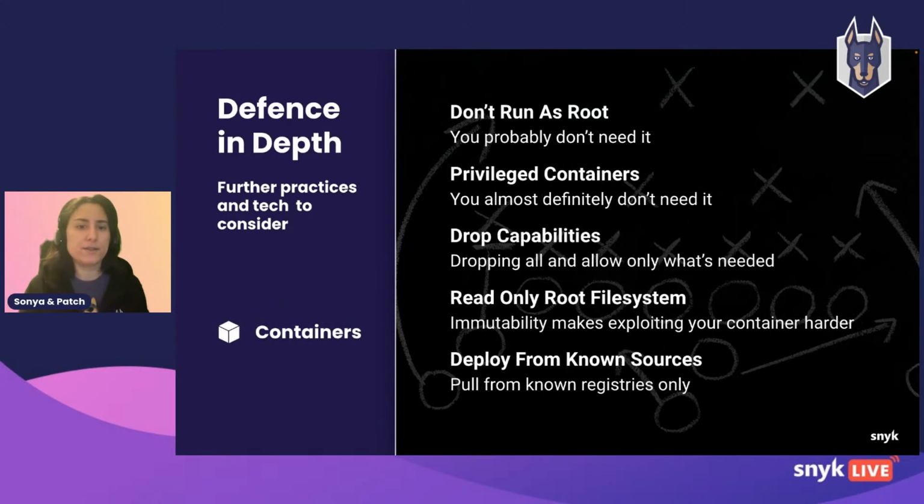On the container side, don't run as root. You probably don't need it. Also, don't use privileged containers. You also definitely don't need it. Drop capabilities when you don't need them, and allow only what's needed. So if you don't need SSH, if you don't need curl, just drop those capabilities. And also make sure to deploy from known sources and pull from known registries only.